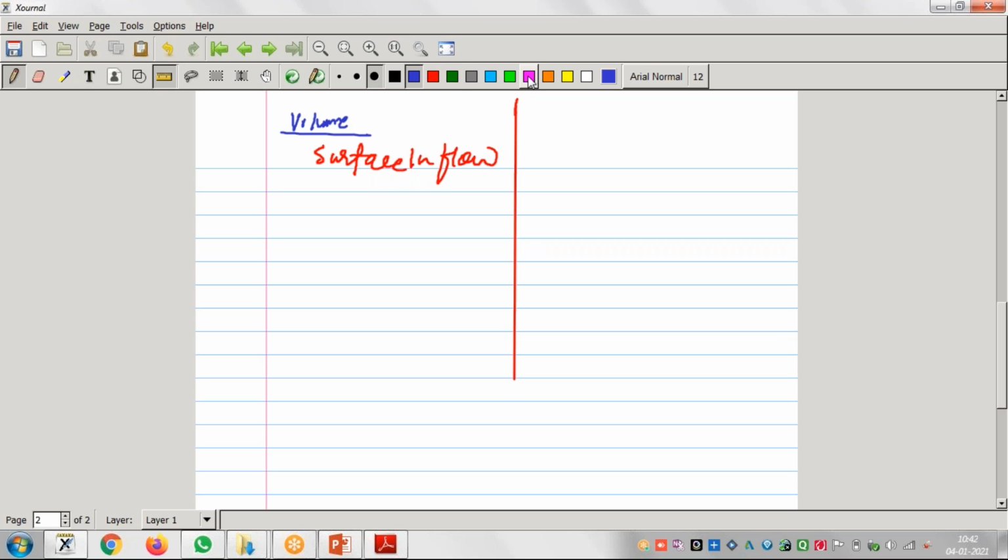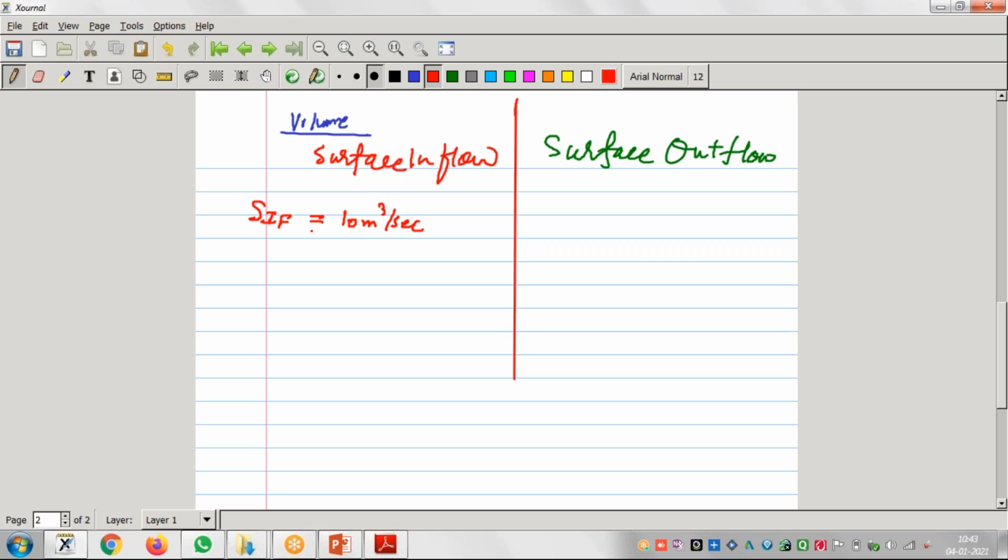Surface inflow is there and surface outflow, right? Now, whatever the surface inflow is there, first inflow is given as 10 meter cube per second. That is, I will say surface inflow, SIF, that is given 10 meter cube per second.